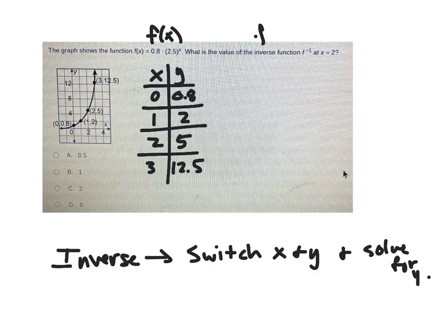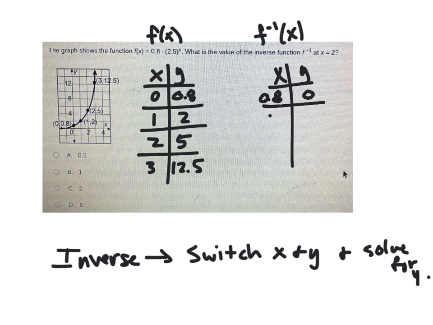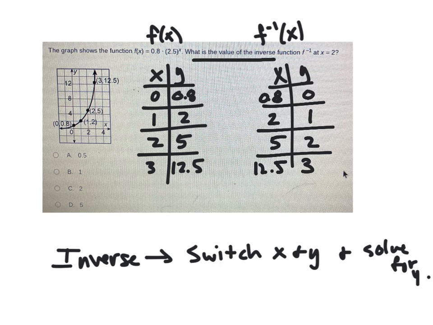If we're trying to find points on our inverse, all you're going to do is switch your x and y values. So for this inverse function, you're just going to switch these. You're going to get 0.8, 0. You're going to get the point 2, 1. You get the point 5, 2. You get the point 12.5, 3. So it says, what is the value of the inverse function when x is 2? When x is 2, what's the value of your inverse function? And that's 1. So the answer to that question is B.